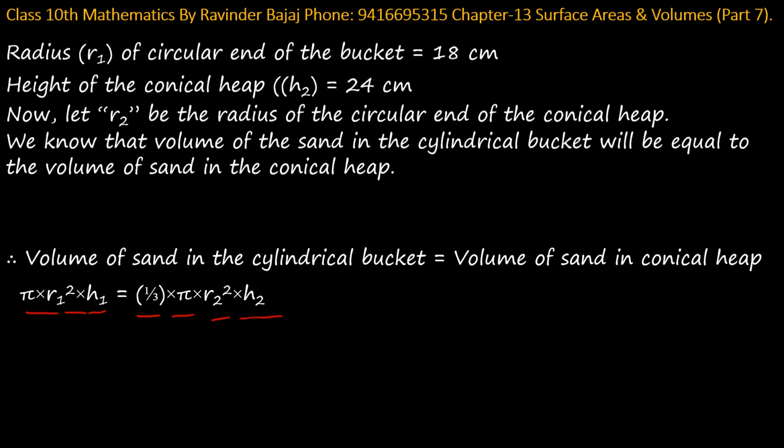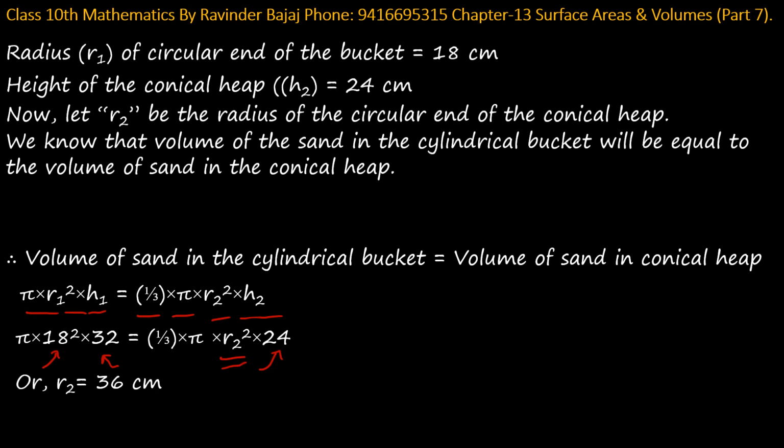So here r1, r2. R1 is given, h1 is given, and h2 is also given. R2 we have to calculate. So put the value of r1 18 here, put the value of h1 32 here, and put the value of h2 24 here. Now we will calculate r2 from this expression. After solving it, you will find that r2 is equal to 36.